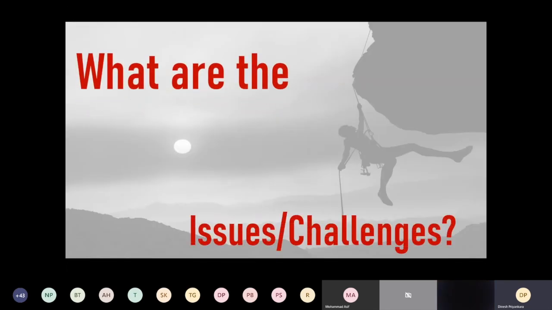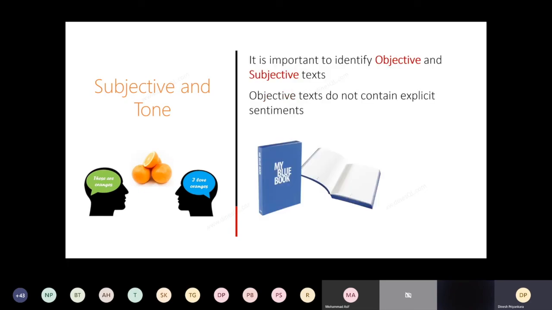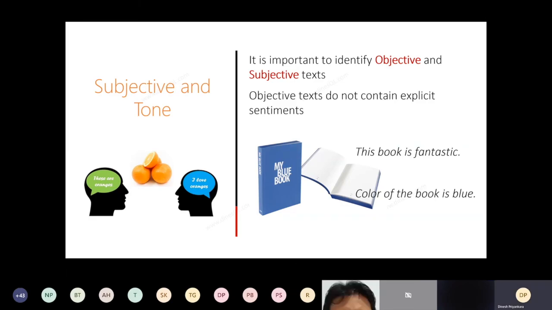We also have to think about a few challenges we experience when we do something like this. You might get certain words. So let me open all of these things. See these two examples. Let's say we are trying to get opinions related to the book you have written. One person says this book is fantastic. The feedback of the other person is the color of the book is blue.